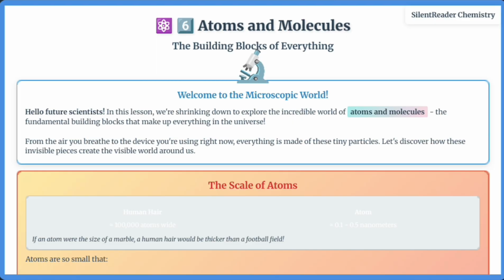Today we're shrinking down to explore the incredible world of atoms and molecules, the fundamental building blocks that make up everything in the universe. From the air you breathe to the device you're using right now, everything is made of these tiny particles. Atoms are so small that one drop of water contains about 1.7 sextillion atoms. If an atom were the size of a marble, a human hair would be thicker than a football field. Let's discover how these invisible pieces create the visible world around us.